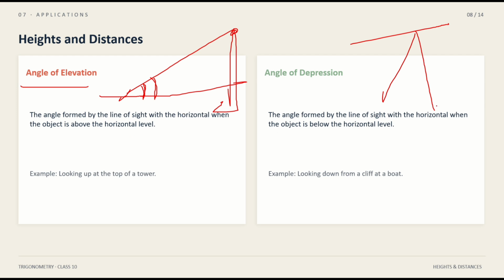Line of sight with the horizontal when the object is below the horizontal. Object is here and the line makes an angle with the horizontal. This is the angle of depression. Example, looking down from a cliff at a boat.